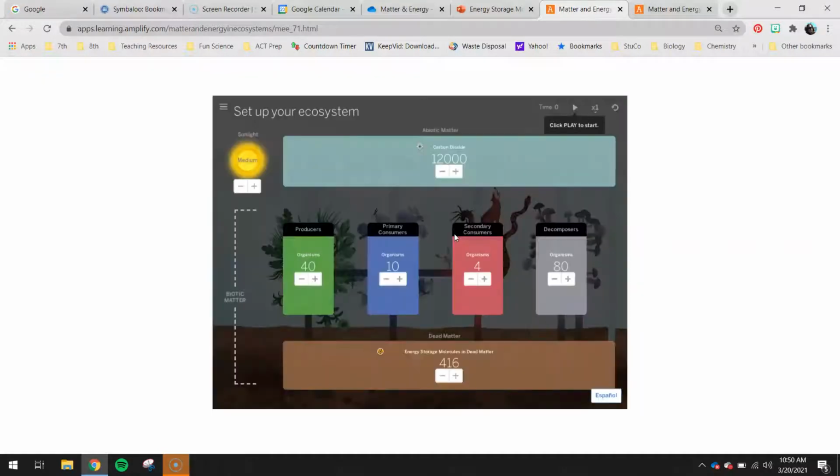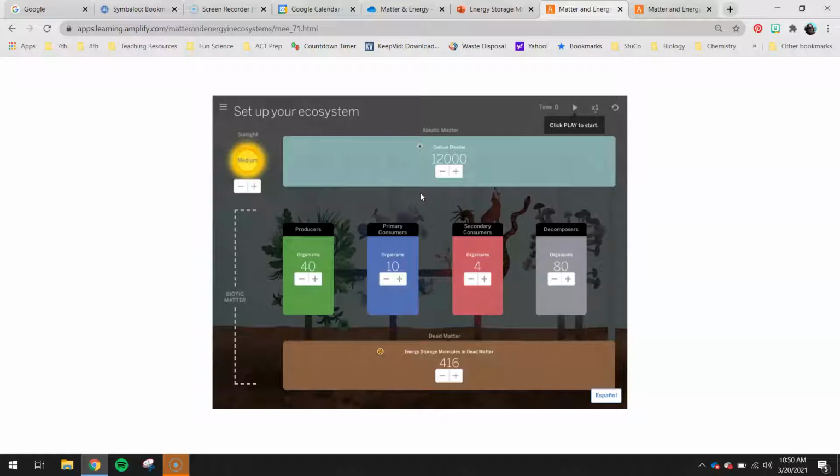This isn't my favorite sim that Amplify has, but it is very useful to see how ESMs cycle through an ecosystem. Okay, so I want you to pause right now, mess with this, figure it out, see what all you can do and change on it, and what kind of data you can collect on it for the next 5 minutes. Okay, all right, welcome back.